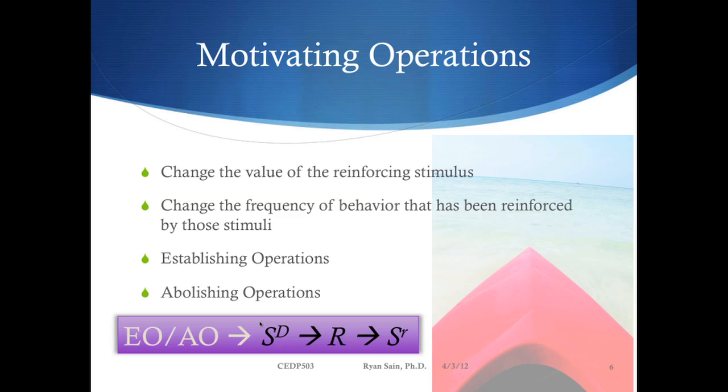So we have EOs and AOs up front, or if you want, just to make it short, MOs. Motivating operations are up front. They happen before this other stuff. Now, the arrow here points directly to the SD. I don't really like that so much. I think I should probably change this and say that the EO-AO should point to the reinforcer right here.